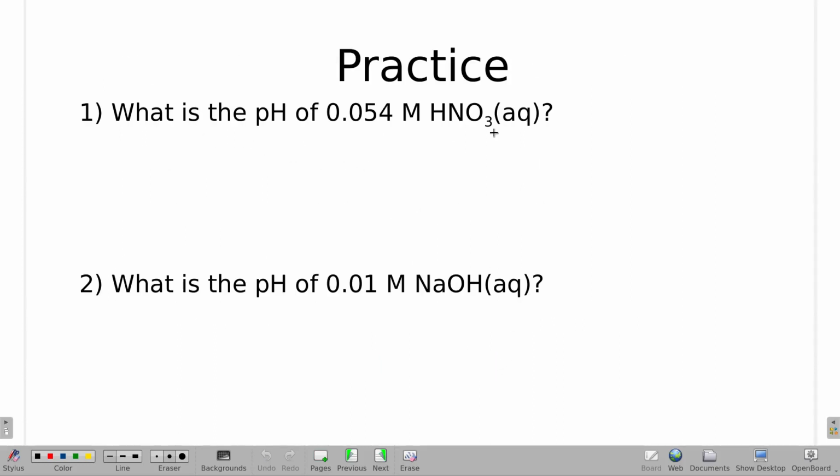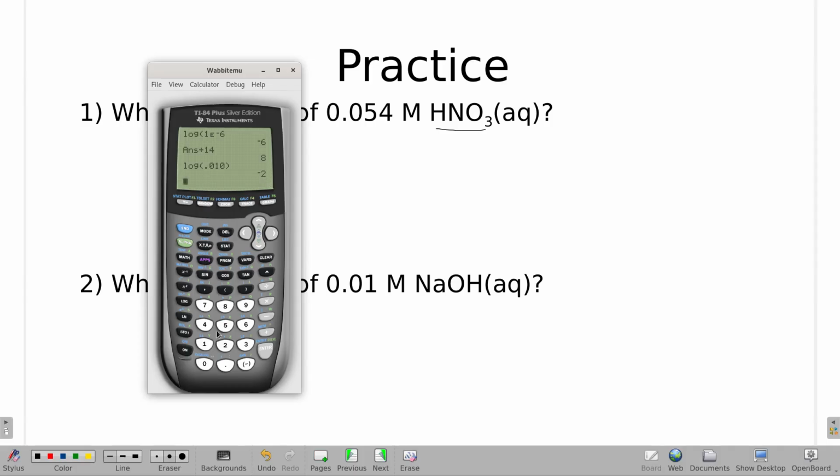So what's the pH of a 0.054 molar HNO3? First question: is that a strong acid? Yes, it is. So since it's a strong acid, I just do the log of 0.054. And this has a pH of 1.27.